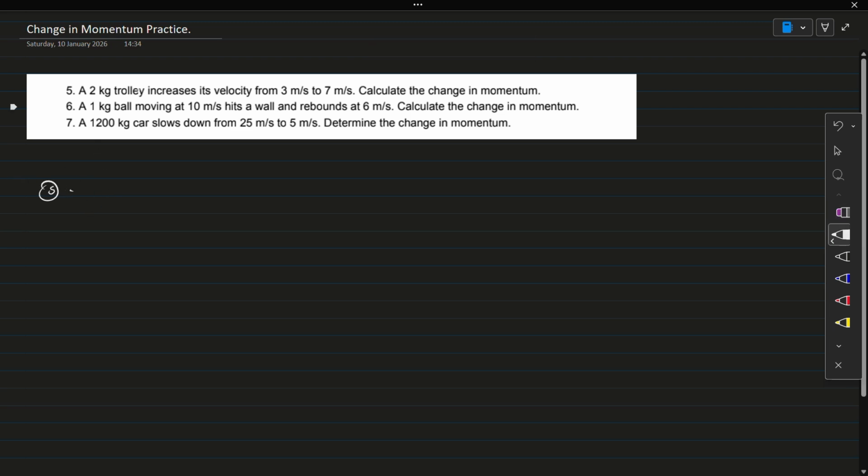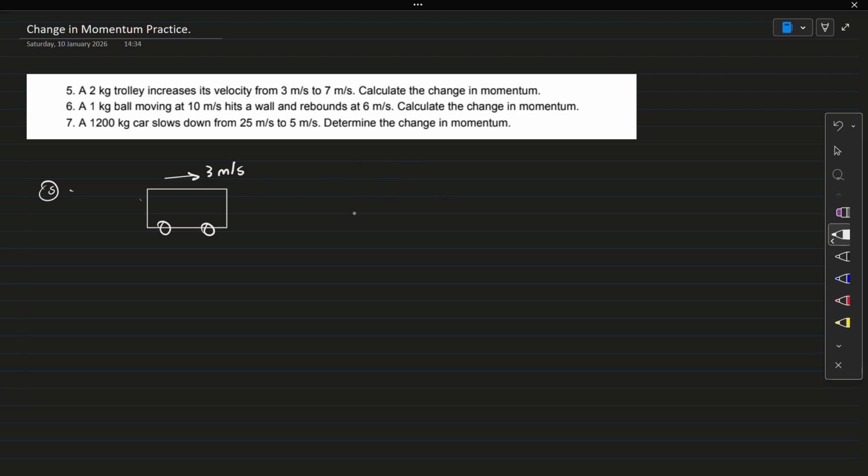They say a 2 kg trolley increases its velocity from 3 meters per second to 7 meters per second. So let's say there's our trolley. This is the trolley right here. At first, let's just assume it's going to the right. It's going to the right with 3 meters per second.